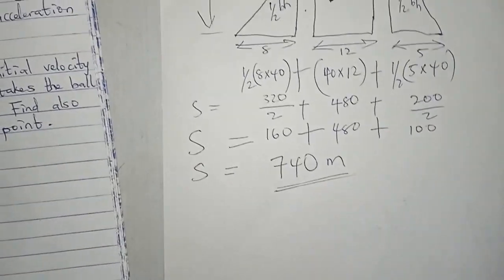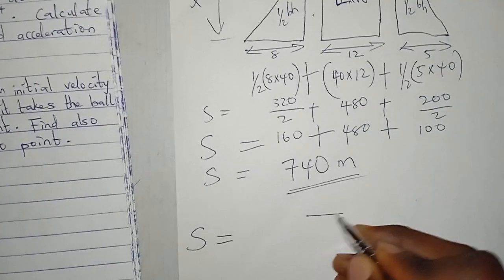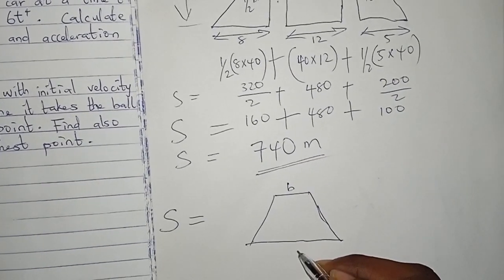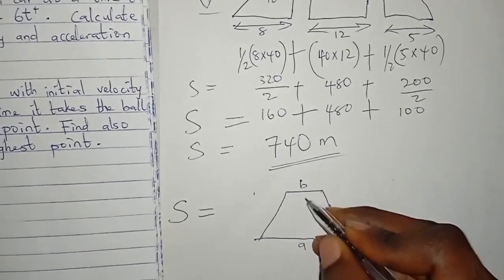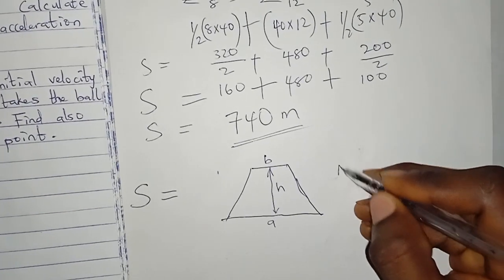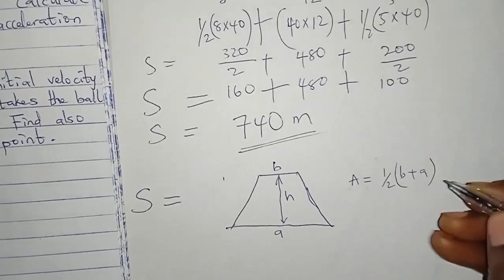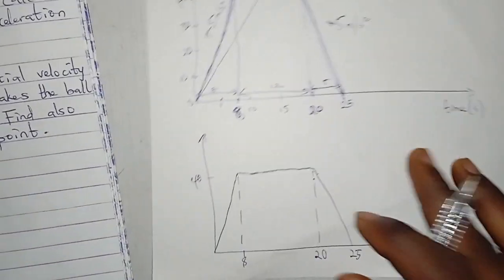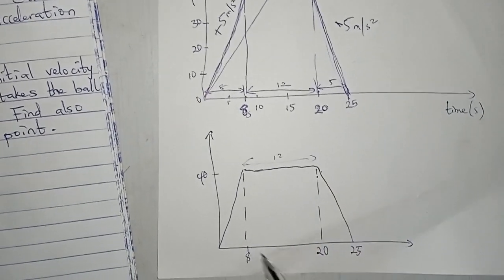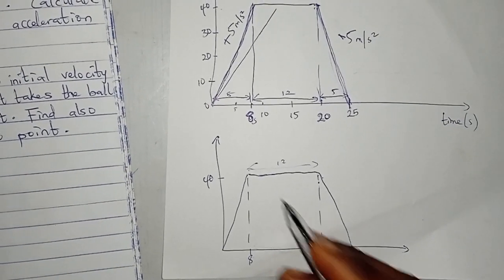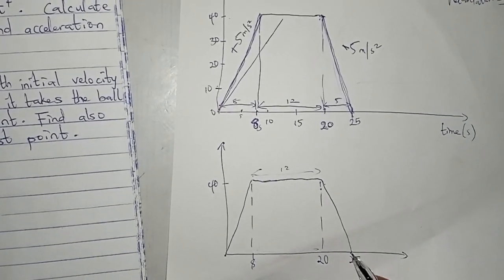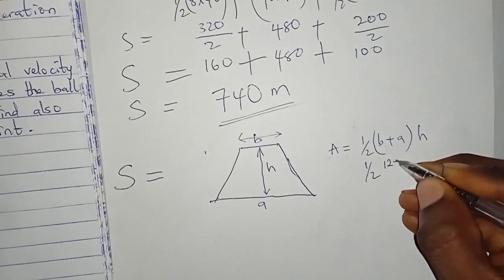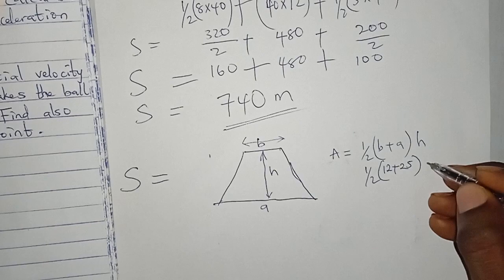This is the simpler method, but sometimes you see some textbooks, let's still do their method. Since this looks like a trapezium, what they normally do is they say, let this be B, let this be A, then let this be H. So they use the area of a trapezium, which is half times B plus A, then times H. Everything here, from this point to this point, is 12, and from here to here is 25, that is 25 minus 0. So let's do it. We now do half times 12 plus 25, then times 40.